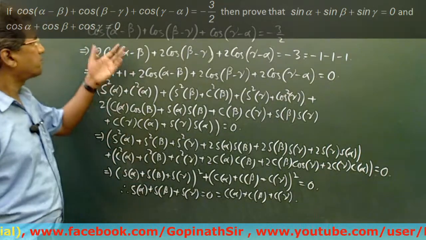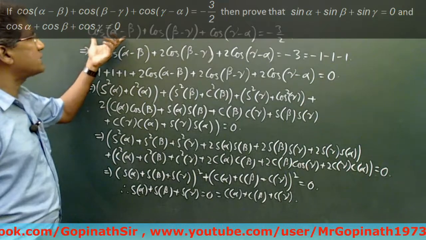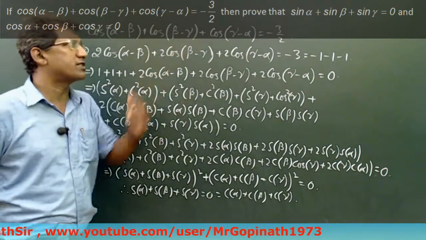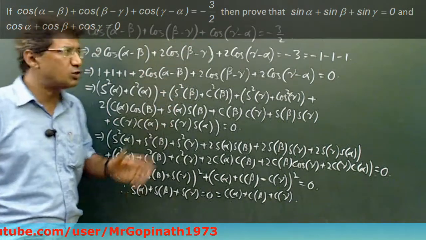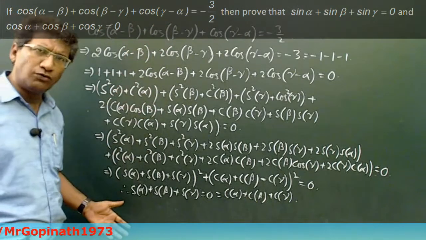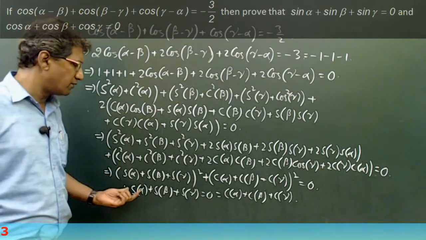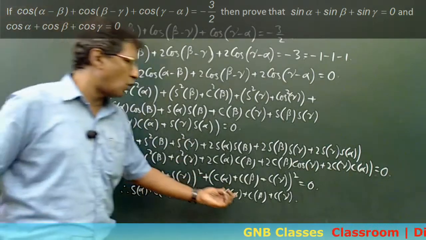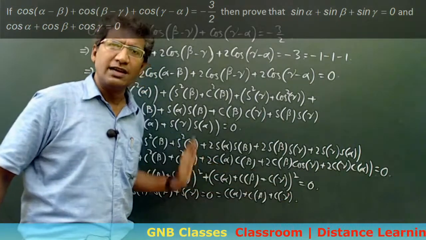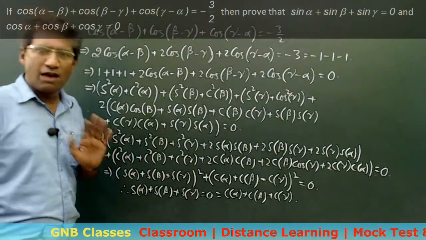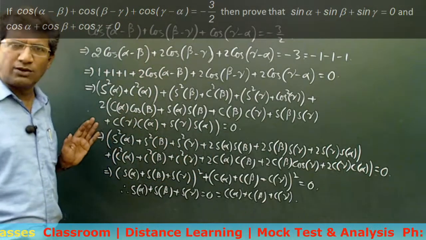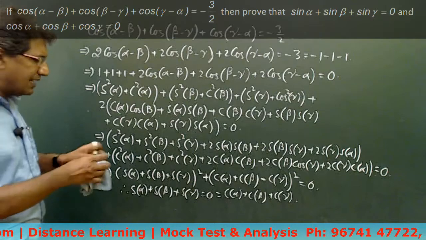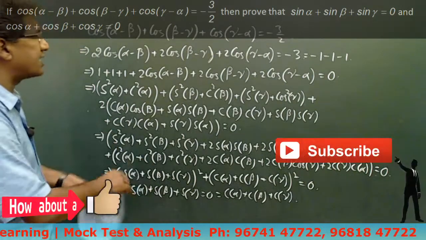Okay? So when cos alpha minus beta plus cos beta minus gamma plus cos gamma minus alpha equals minus 3 by 2, this is the way how we prove that the sum of sine alpha plus sine beta plus sine gamma as well as cos alpha plus cos beta plus cos gamma, they are individually equals to 0. Have you understood this problem clearly? Absolutely. Okay. Now, let me just give a little twist to this sum.